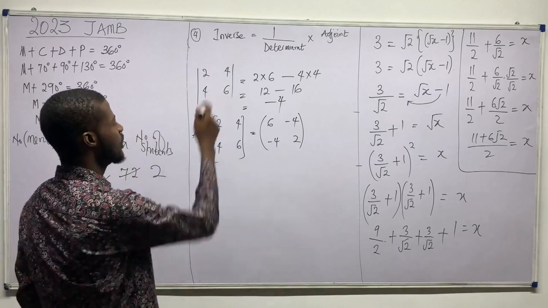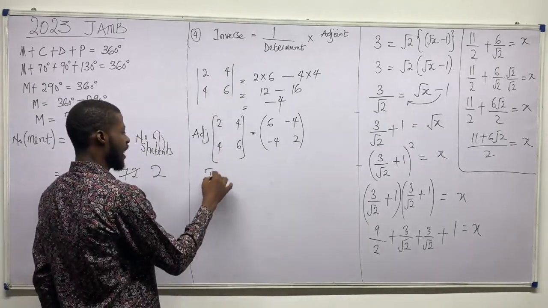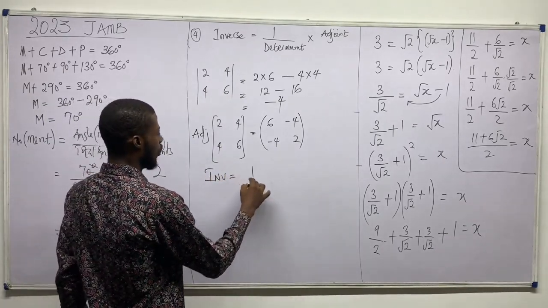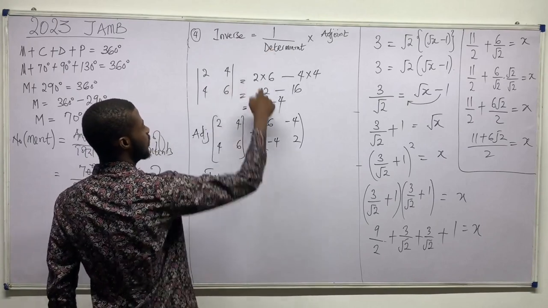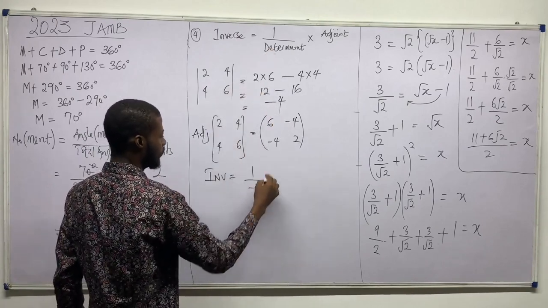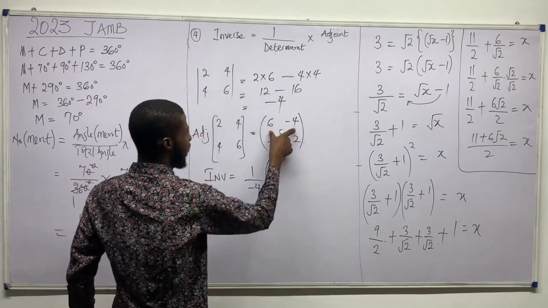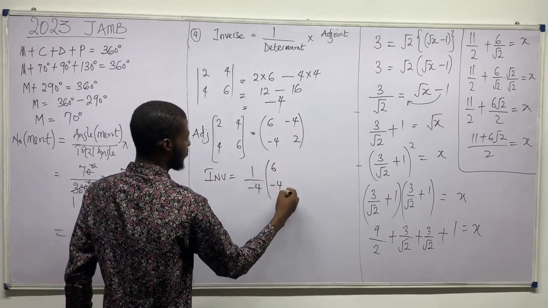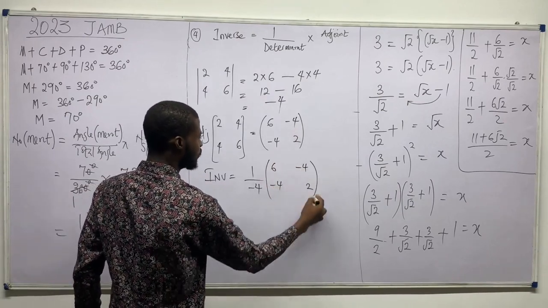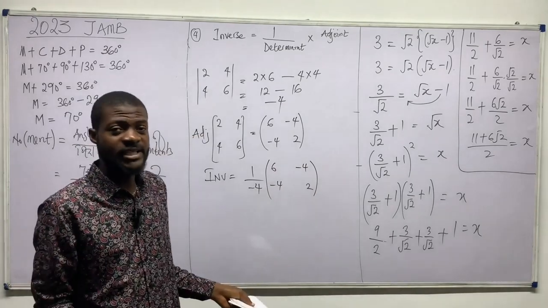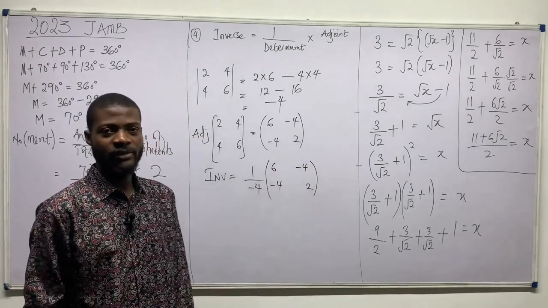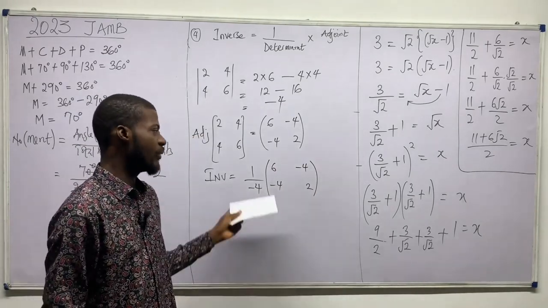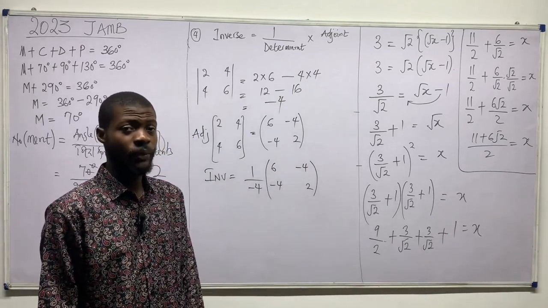Now we can evaluate our inverse. The inverse is equal to 1 over the determinant, which is minus 4, times the adjoint, which is 6, minus 4, minus 4, 2. Depending on how the answer is to be left, this can be your final result. But what if the answer was not to be left like this? Do you know we can multiply?